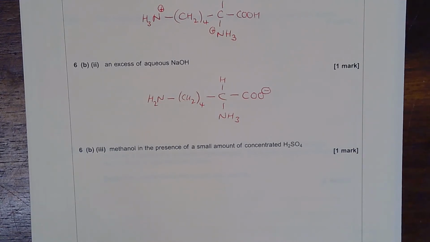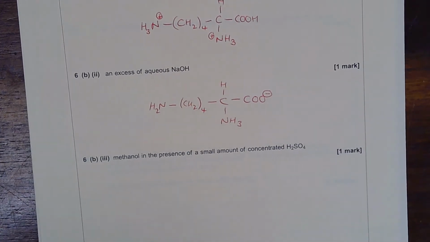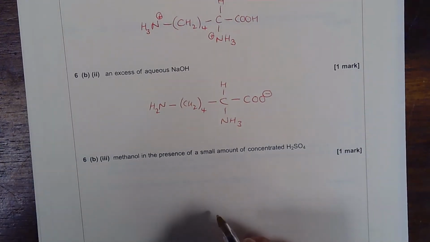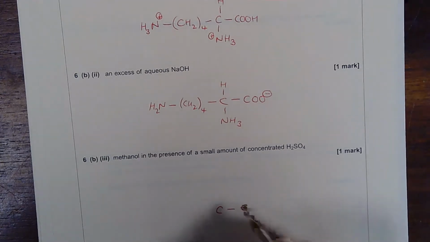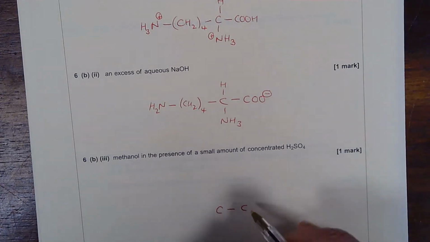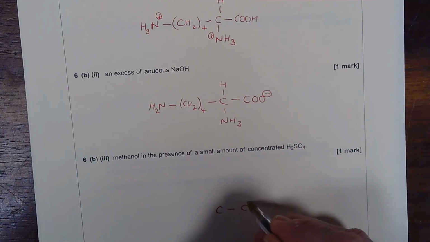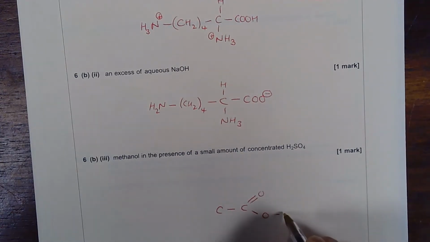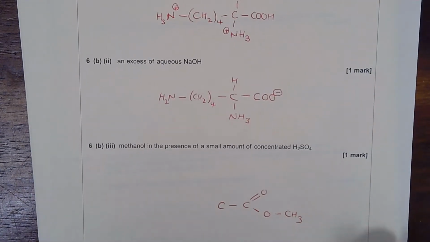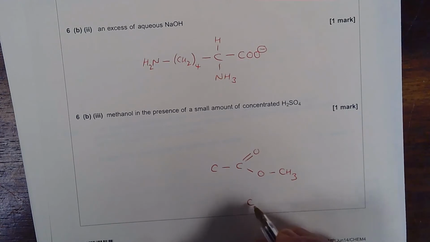water in the presence of concentrated sulfuric acid. So on this occasion, what will happen is that the C double bond OOH will become a methyl ester. You could draw this out fully as OCH3 to show the ester, or alternatively that can simply be written as COOCH3.